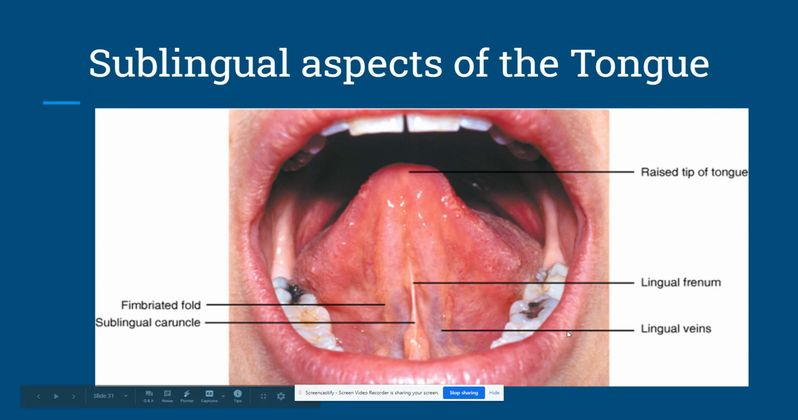Okay, here's the underside of the tongue. We have our lingual frenum here. We have our lingual veins. And remember the dots here for the submandibular gland? Right over here.